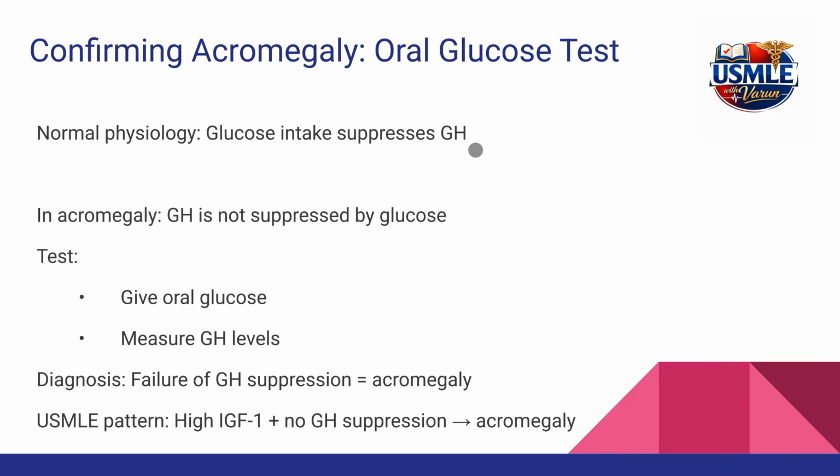SIADH, or syndrome of inappropriate ADH secretion, is the opposite of diabetes insipidus. In this condition, the problem is that there is too much ADH, leading to water retention, hyponatremia, low serum osmolality, and inappropriately concentrated urine. So the common causes include small cell lung cancer, CNS disease and certain drugs. The USMLE pattern in identifying a question of SIADH is whenever there is low sodium and concentrated urine.